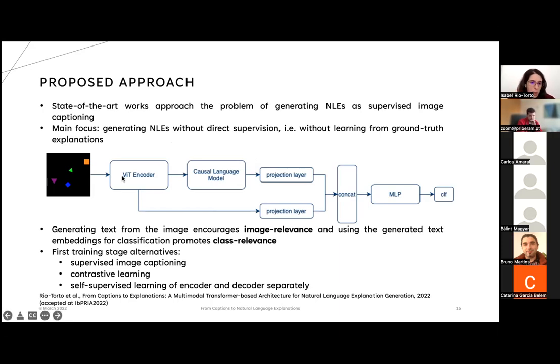We also thought about other alternatives for the first training stage. We started with the easier one to train, which is supervised image captioning. Then we thought about training these two blocks with contrastive learning, or even separately with self-supervised learning, for example masked language modeling and techniques like that. But for now, we only did supervised image captioning.